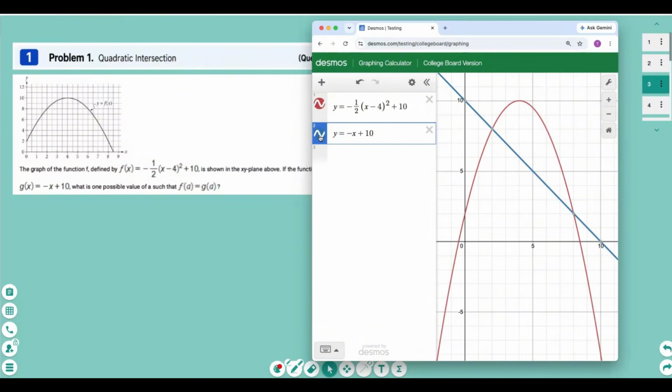We need to find the value of a where f of a equals g of a, which means finding the x-coordinate of the intersection point. Looking at the graph, the intersections are (2, 8) and (8, 2). So the possible value of a is either 2 or 8.